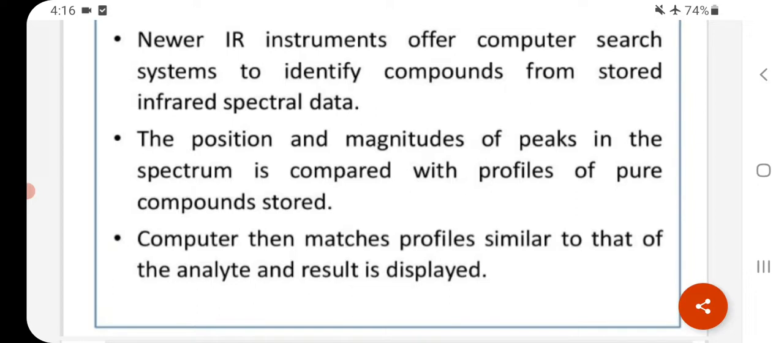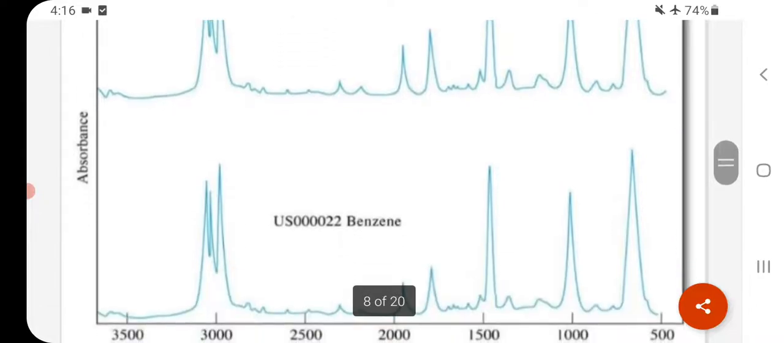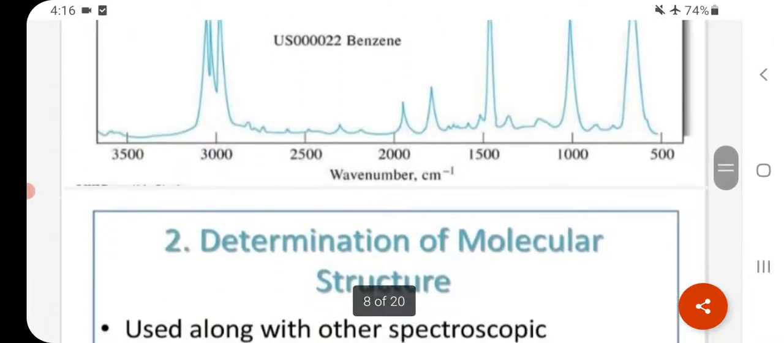Strength of bonds. As the stronger bonds absorb infrared at a greater wave number, the relative strength of various bands in the molecule can be understood. Identification of organic compound. From the matching of infrared spectra of an unknown sample and a known organic compound, it is possible to identify the unknown organic compound. This is the graph: absorbance versus wave number.